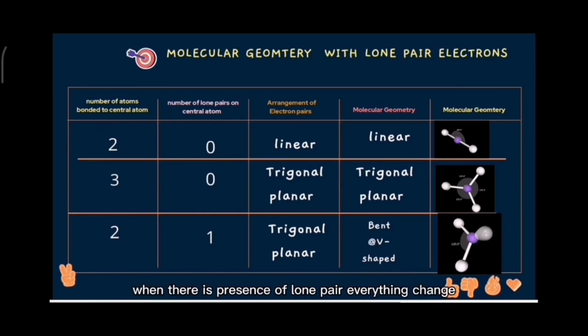However, when there is the presence of a lone pair, everything changes. 2 bonding pairs and 1 lone pair will still have 3 electron pairs and trigonal planar as its basic shape, but the molecular geometry will change. It is due to the presence of the lone pair. The lone pair will disrupt the shape, or we can call it the system.